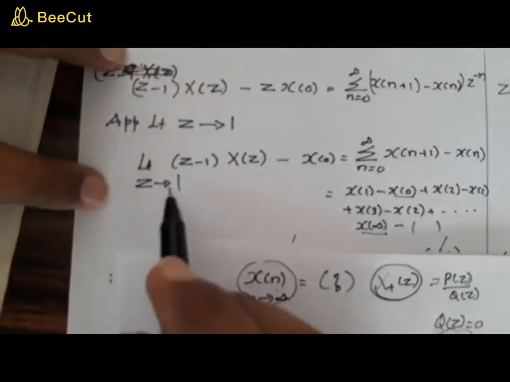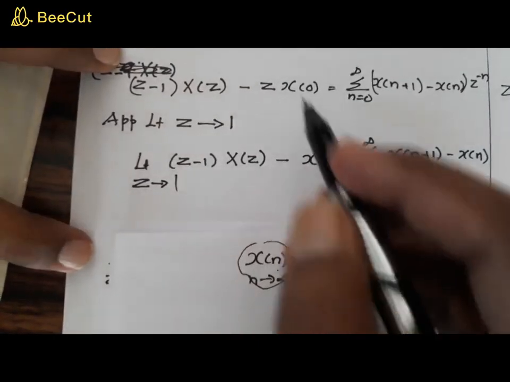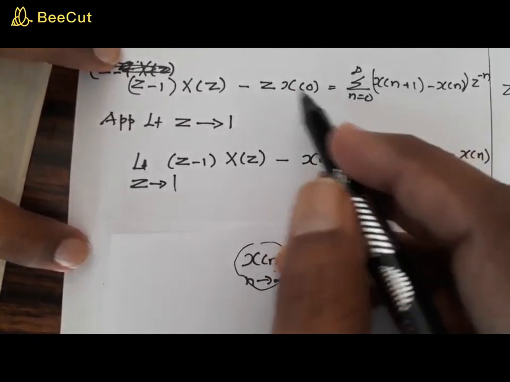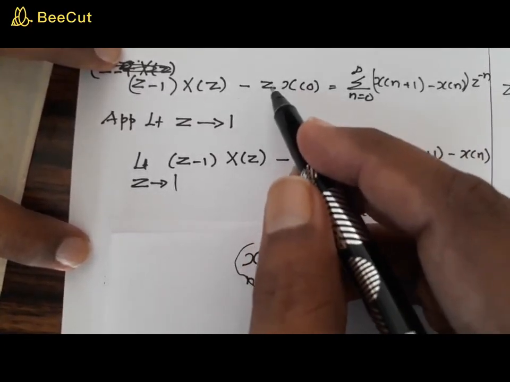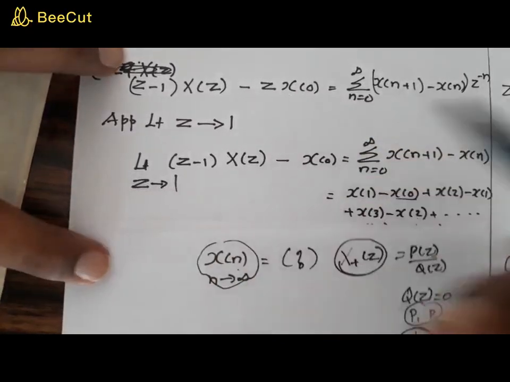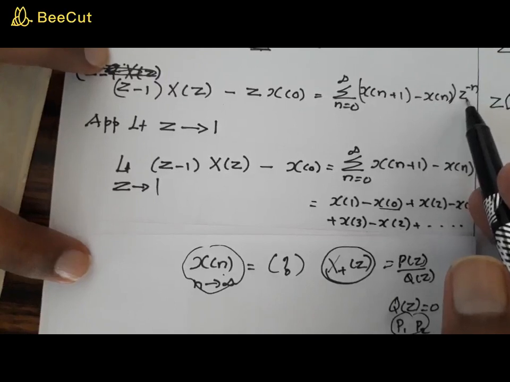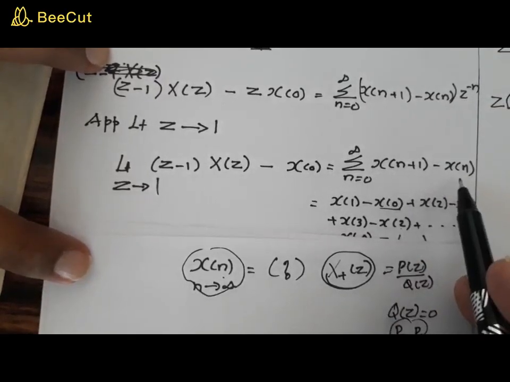So applying limit z tends to 1. Now this z becomes 1 because there is no other z value, this is a time signal. You can just make this z to be 1, and similarly on this side also you can make this z to be 1, so that you will get this expression, right?